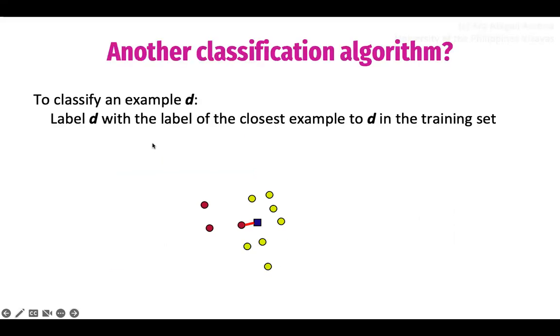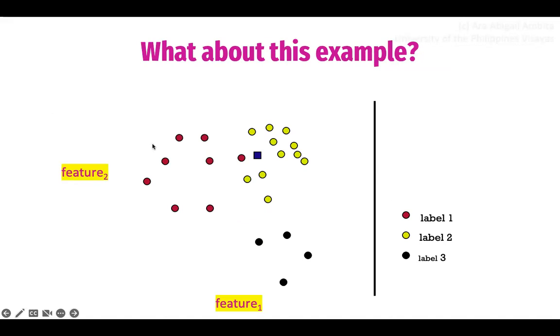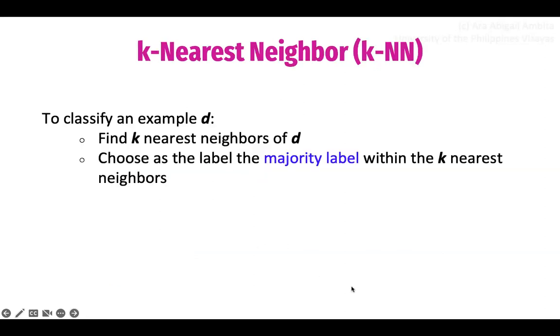However, if we consider other neighbors, it is mostly similar to yellow. As you can see, even if it is closest to red, it is mostly closest to most of the yellow points. So to classify an example D, we find the K nearest neighbors of D, and choose as the label the majority label within the K nearest neighbors.